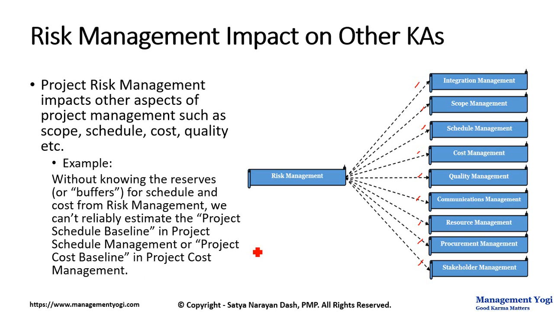And this is depicted in the diagram. The arrow mark is this side. So risk management is impacting schedule management and cost management. Not only that, it is impacting the rest of the 9 knowledge areas, from integration management till stakeholder management. The arrow mark is this side, because the impact is from risk management on the rest of the 9 knowledge areas.